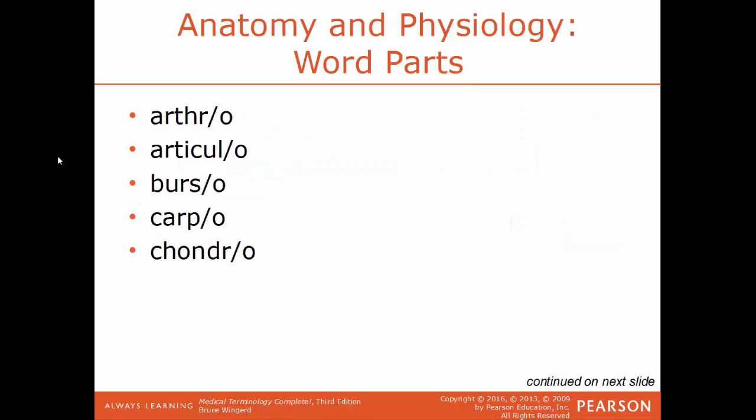First, start off with some anatomy, physiology, some word parts for both of these systems. The first two reference the same thing. Arthro and articulo are references to joints. So we think of arthritis, you have an inflammation of the joints. And an articulation is another term for a joint, a place where two bones meet.